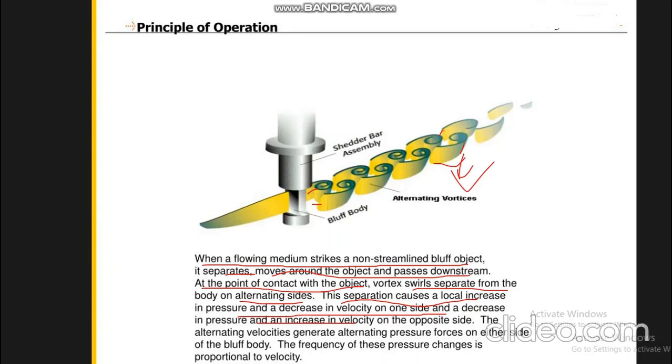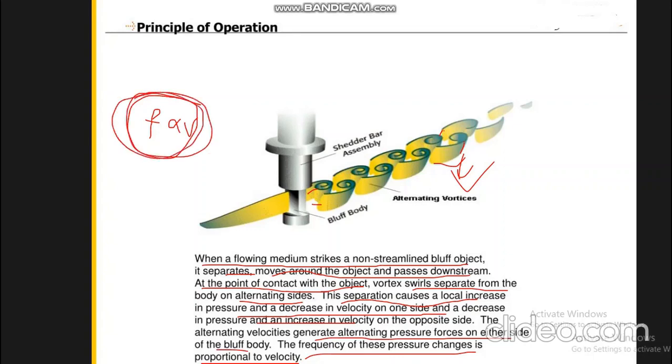So the alternating velocities generate alternating pressure forces on either side of the bluff body. The frequency of these pressure changes is proportional to the velocity. Yes, this is the main topic and the main point. The frequency, as I've discussed earlier, is directly proportional to the velocity of the vortices. So this is going to be the main formula of this topic. The frequency is directly proportional to the velocity.